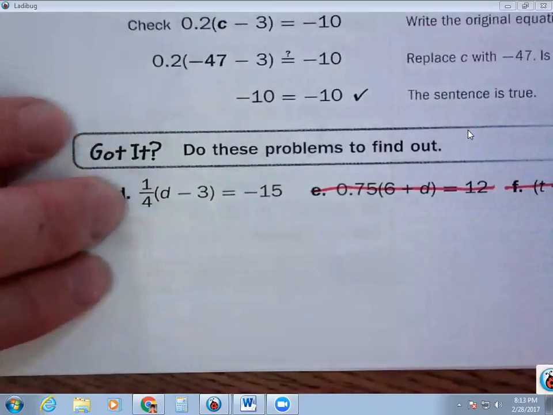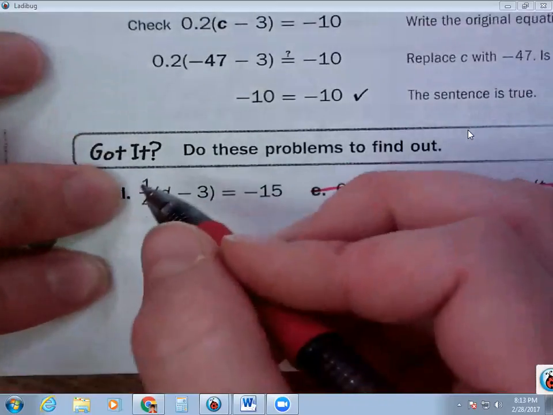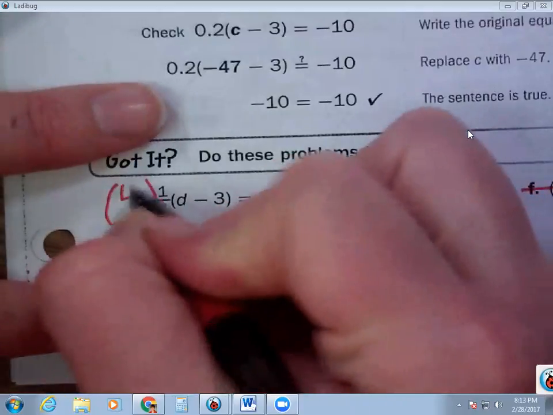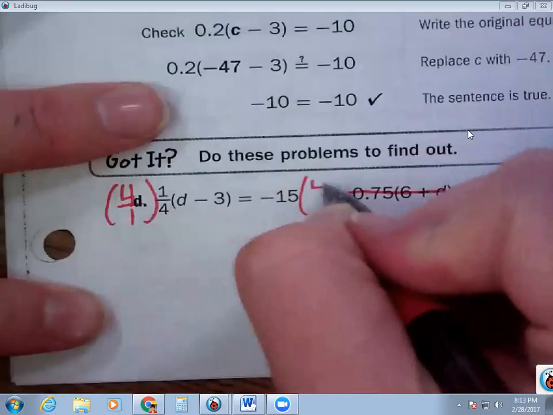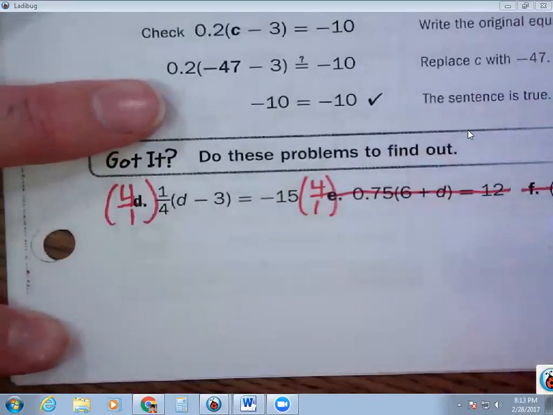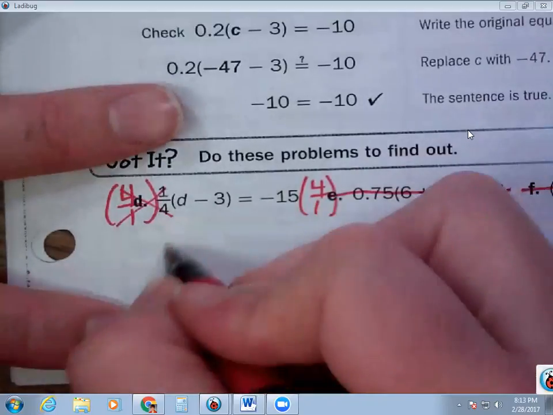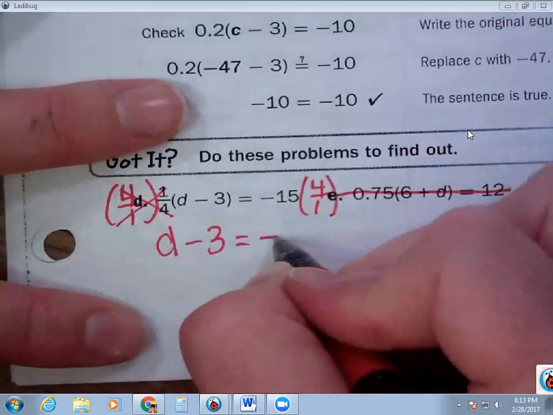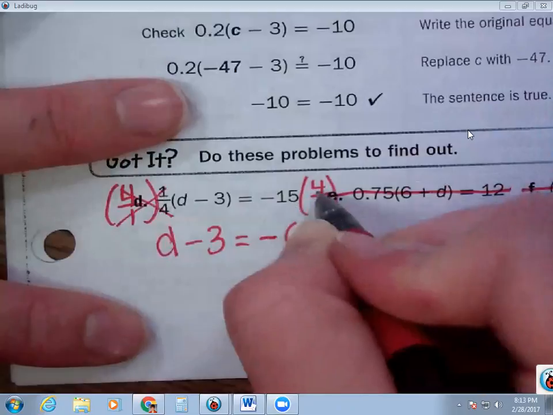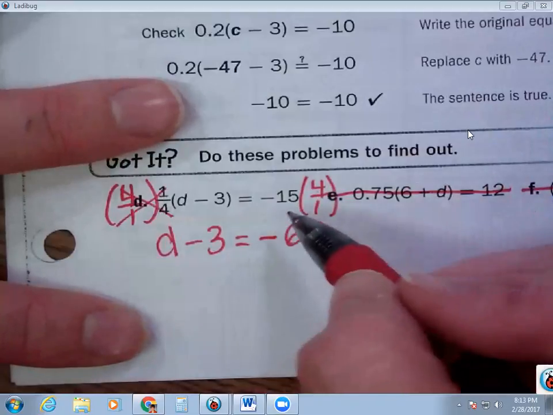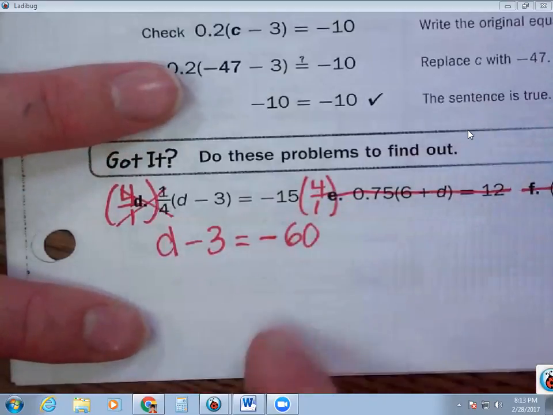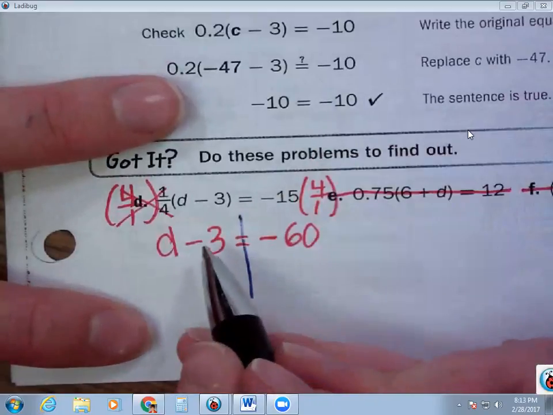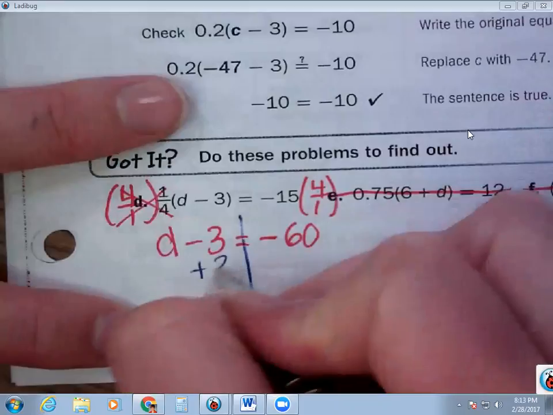So, oh, those signs. Okay, so we are going to multiply each side times 4 over 1, right? Okay, let's cancel out these. I'm left with D minus 3 equals negative 60, because 15 times 4 is 60, and a negative times a positive is negative. Now, be very careful. This is negative 60 and negative 3 over here. So we're going to add 3 and add 3.